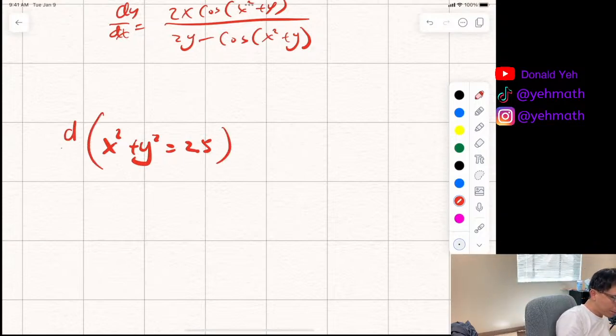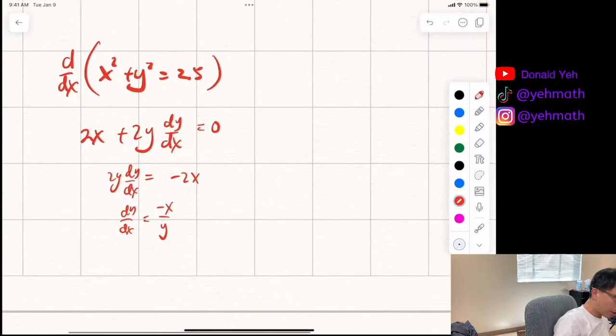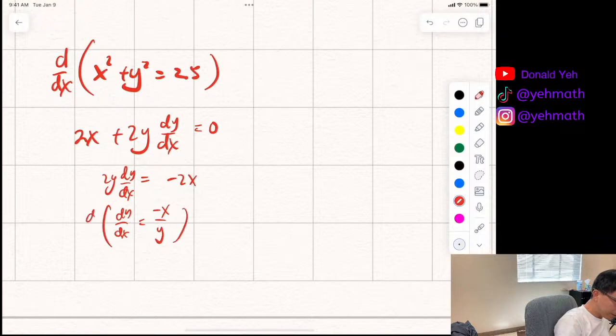I'm going to take a derivative implicitly, because this is going to be 2x plus 2y dy/dx. The first derivative seems pretty easy. So that's going to be negative 2x equal to 2y dy/dx, and dy/dx is equal to negative x over y. Now I'm going to take a derivative again, d/dx.